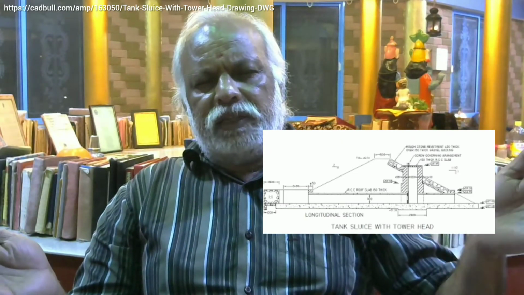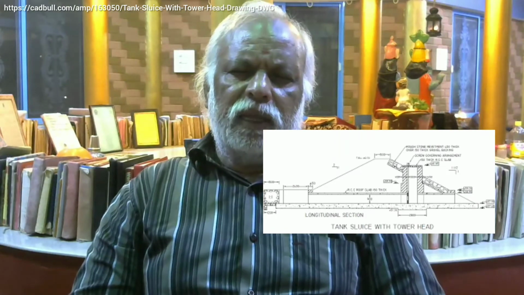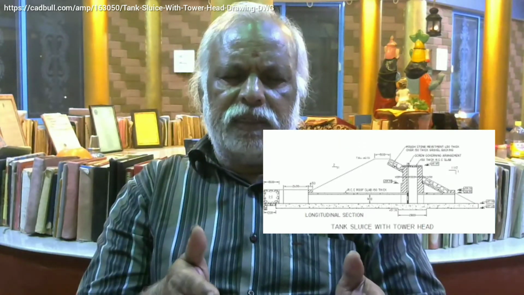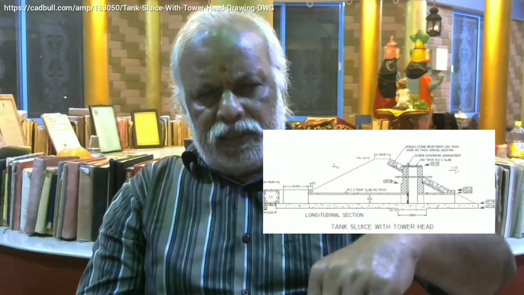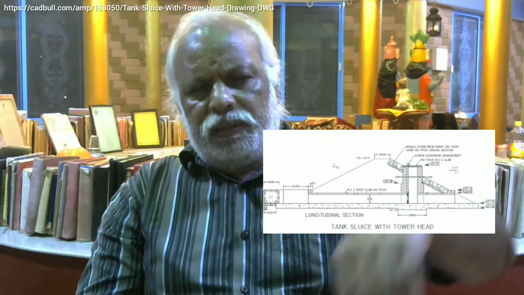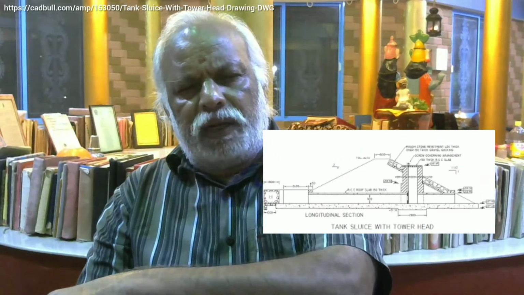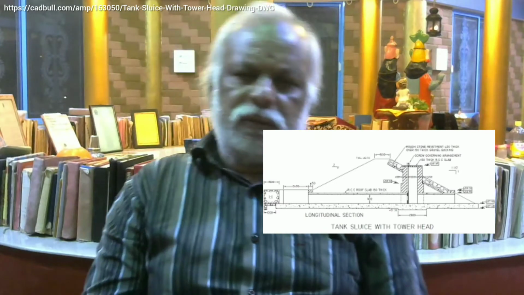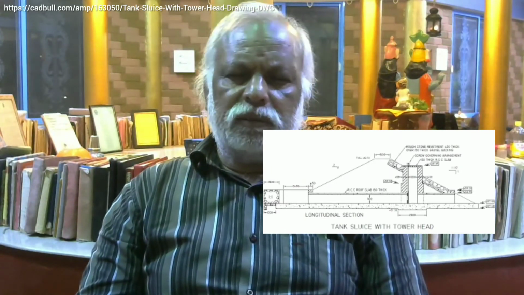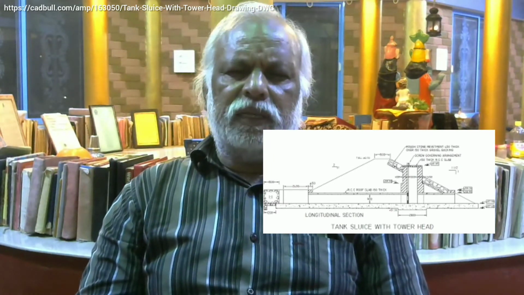So water will not directly come to the pipeline. You will have a tower head in which water will come in, then take the sluice below the bund. That is known as a tank sluice. So tank sluices are usually there to outlet water from the tank. Direct sluice is to outlet water from the canal.